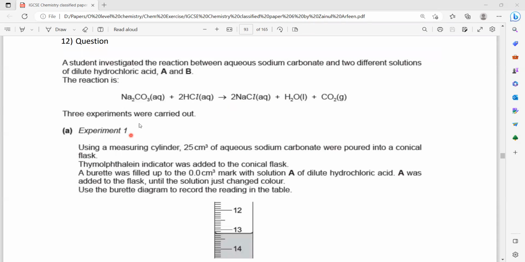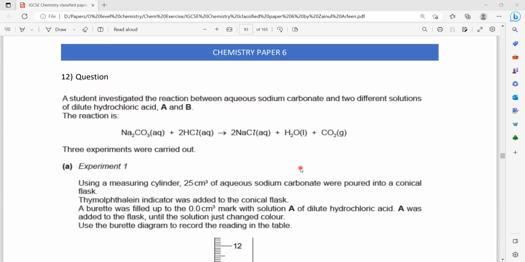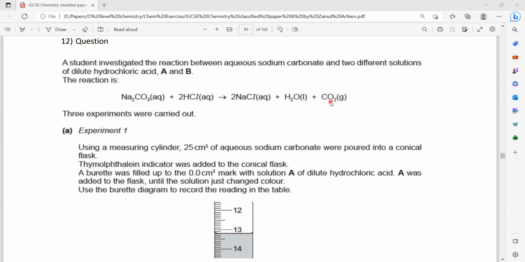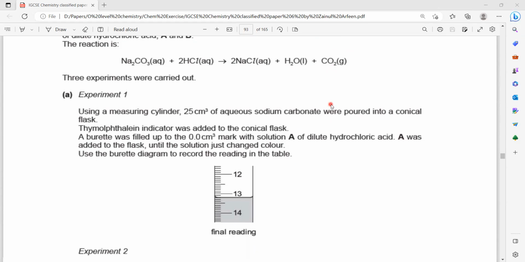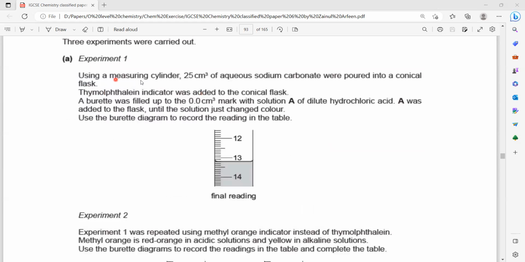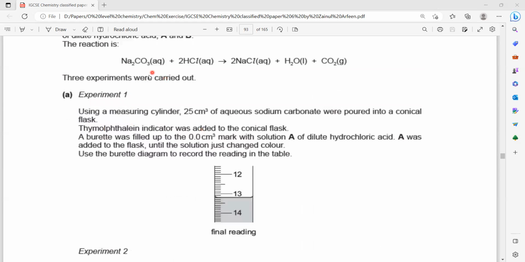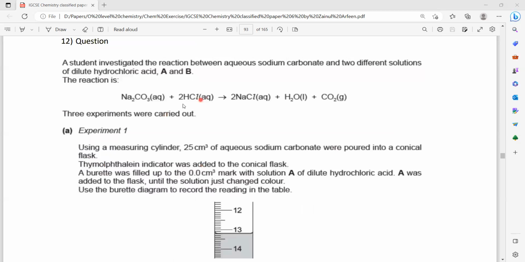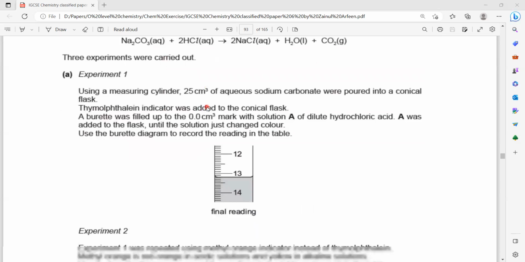So the equation is given for sodium carbonate reacting with hydrochloric acid to give salt, water, and carbon dioxide. What will you observe when this reaction occurs? Effervescence, because the gas is given off, so fizz and bubbles are there. Solid dissolves? Actually, it's aqueous sodium carbonate, so we won't see that. It is already dissolved. They took a solution.